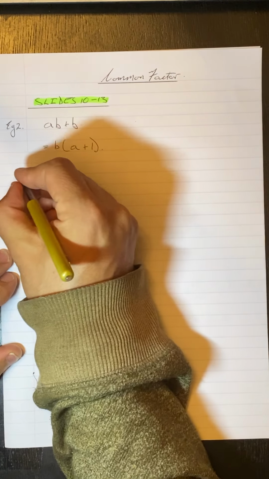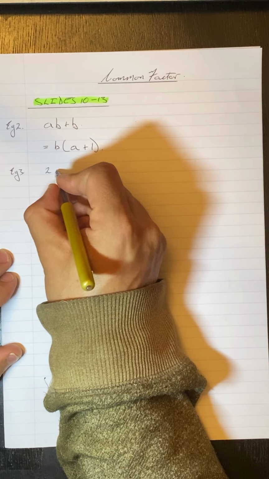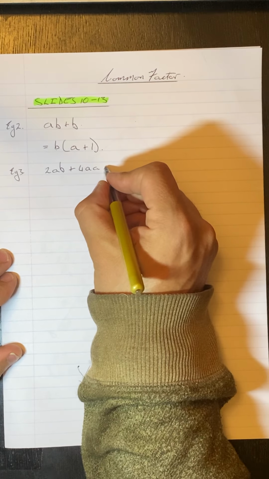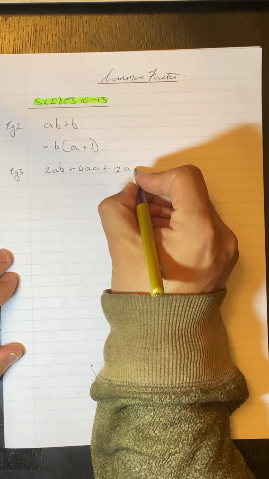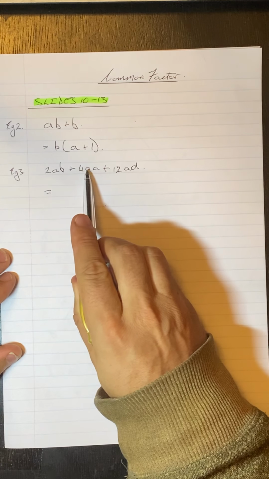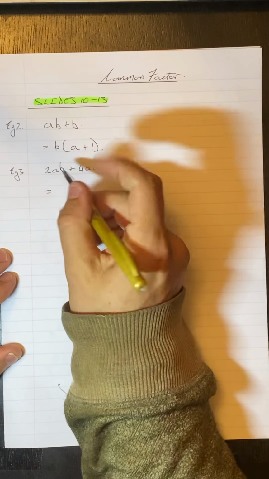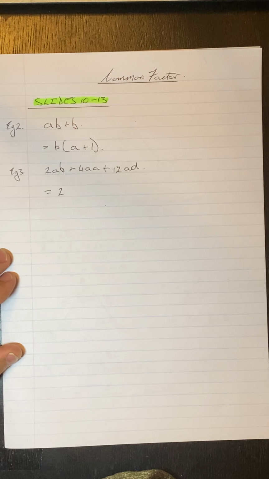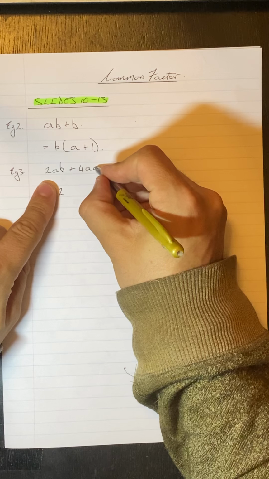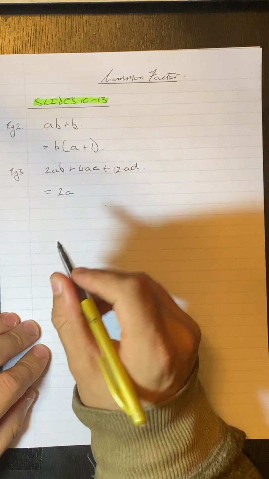If we look at example 3, they're asking us to factorize 2AB plus 4AC plus 12AD. So first of all, I have a look at all my numbers. I have a 2, a 4, and a 12. What is the highest thing that is common with all of those? Well, 2 goes into all of them, and it's the highest. Next, I have a look at the letters. I have an A, and an A. So A is common with all of those terms.